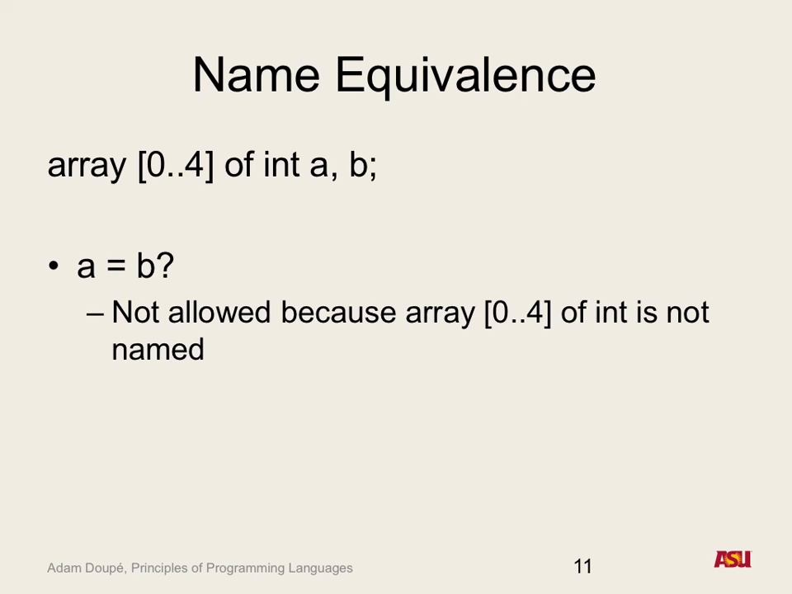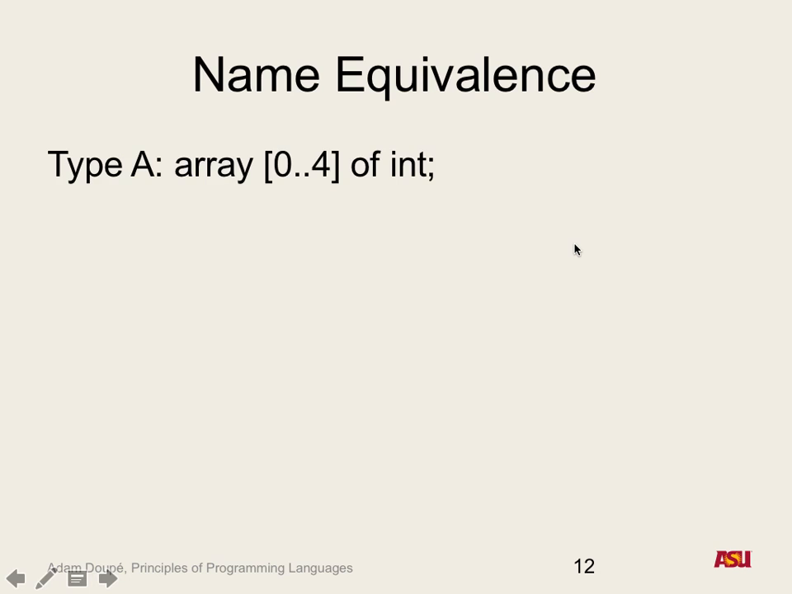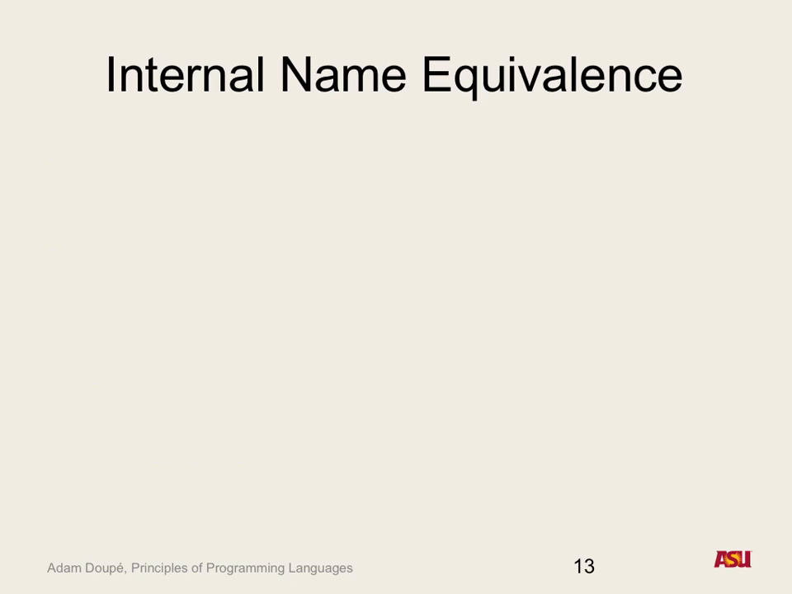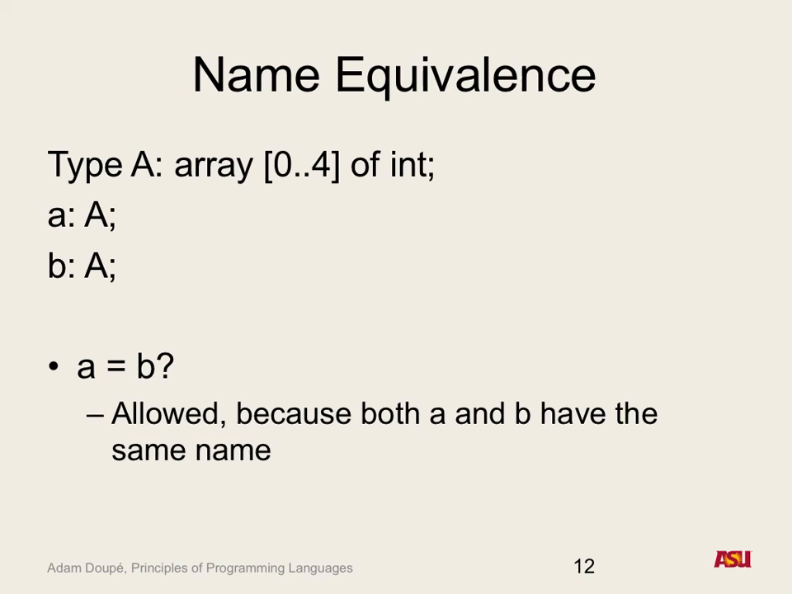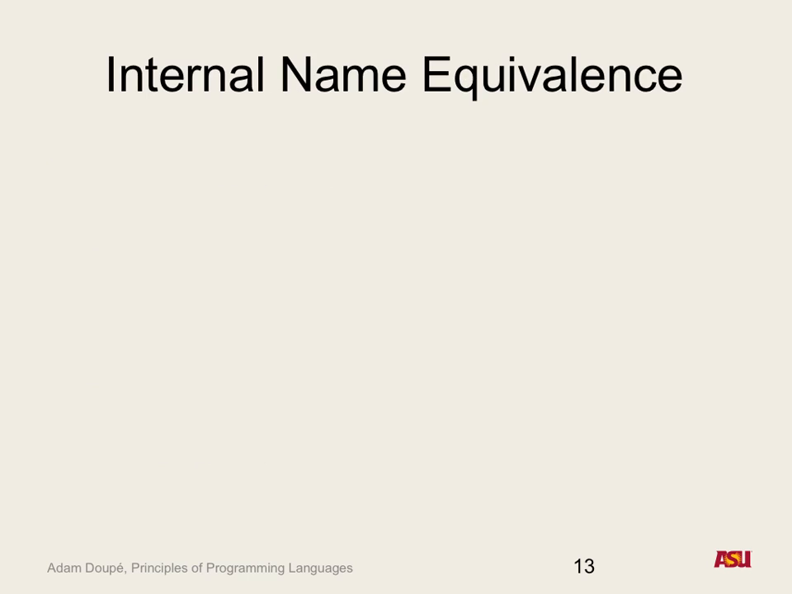I guess it's theoretically possible to do this and then use A and B as if they were two completely different types, but it'd be very bad practice, right? Actually, maybe that's a good reason why. Okay. But if I define type A as an array 0 through 4 of int, and I say A is an A and B is an A, then can I say A equals B? Yes, because they both have a name, that name is A. So, look at this. It's easy, right? Painless? This isn't so bad. Okay.